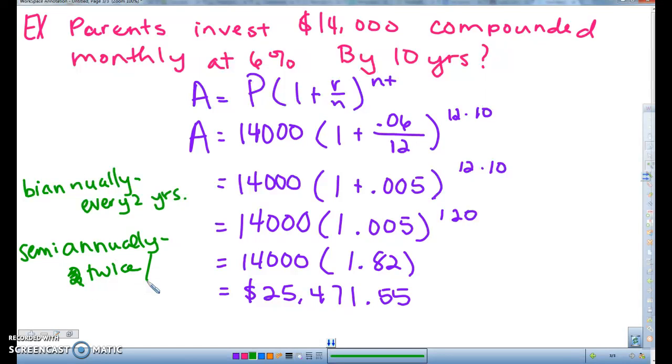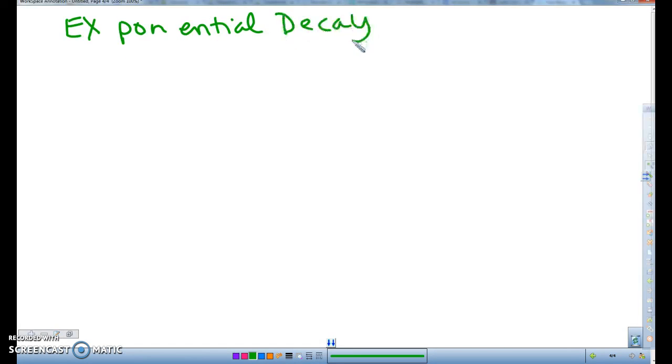Okay. The last thing I want to look at here, we did exponential growth, which led us to compound interest. Now I'm going to want to look at exponential decay. Exponential decay, the formula for that is going to be very similar to your growth formula. It's y equals a times 1, this time we're going to do minus r, to the t power.